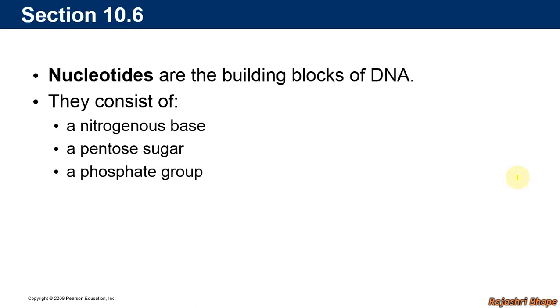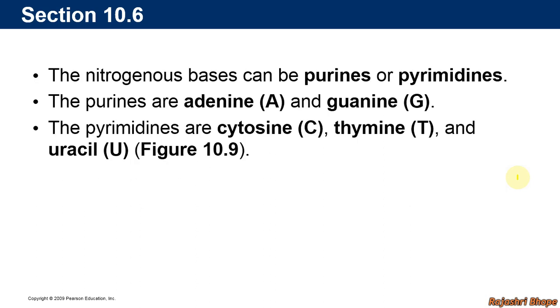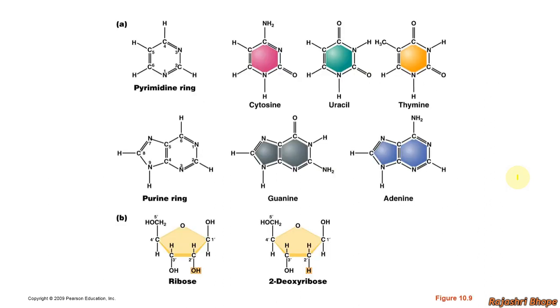Now the DNA structure. DNA, as we have already discussed, contains nitrogenous base, sugar and phosphate group. Nucleotides are the building blocks of DNA. Nitrogenous bases are of two types, purines and pyrimidines. Purines are adenine and guanine. Pyrimidines are cytosine, thymine and uracil. Uracil is present only in RNA, and in RNA thymine is absent.